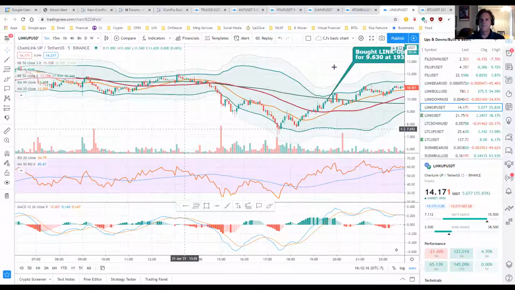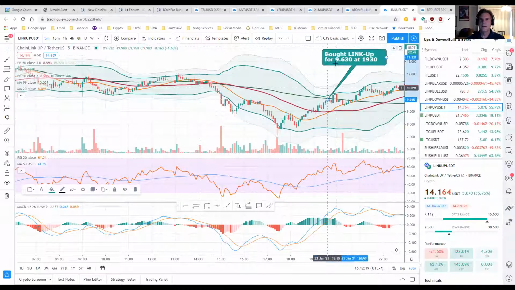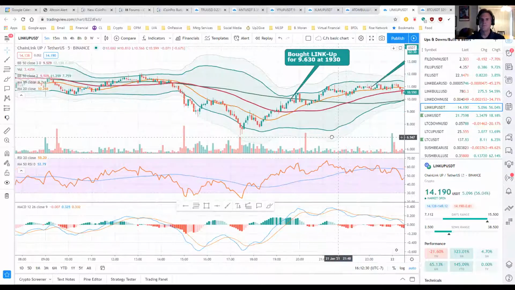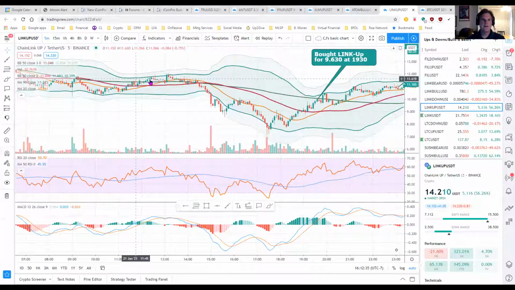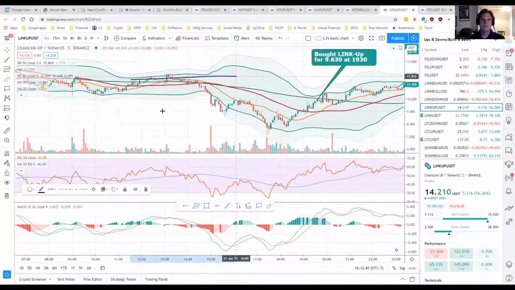So I get in at 9.63 at 7:30 at night. The coin works its way up, drops a little, keeps going up. I'm getting higher highs and higher lows. And then I actually set an initial sell order right around here, around this resistance. But it was around bedtime, and I thought, I'm up pretty well in this. I don't want to be greedy. I want to have some success today.